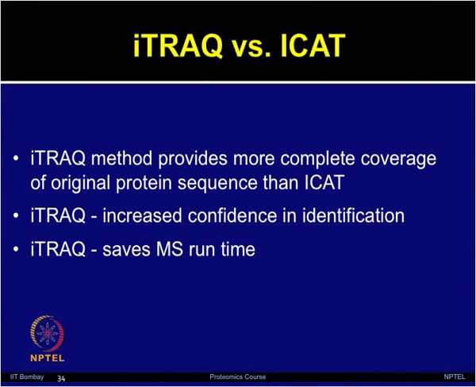The iTRAQ method provides more complete coverage of the original protein sequence than the ICAT method, because every proteolytic peptide is tagged at the N terminus. So, tagging is not limited to the cysteine residues, as was the case with ICAT. In iTRAQ, there is increased confidence in the identification of the proteins. In iTRAQ, all the precursor ions are isobaric, so it saves some MS run time.